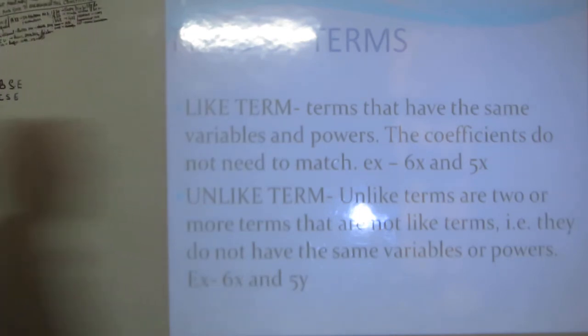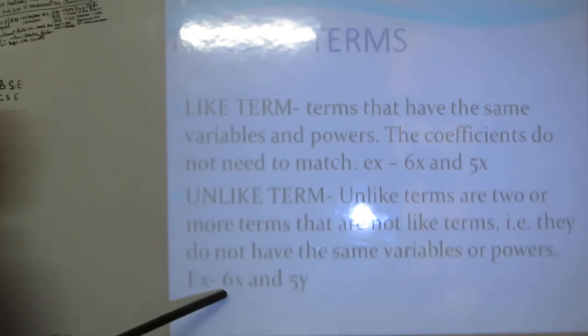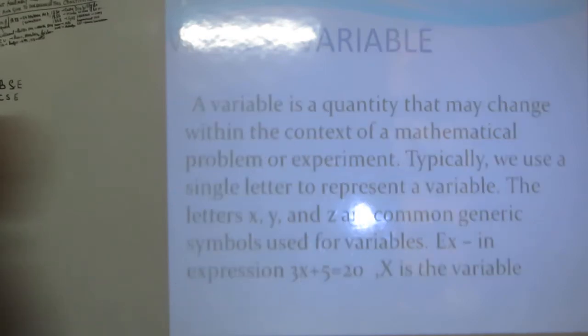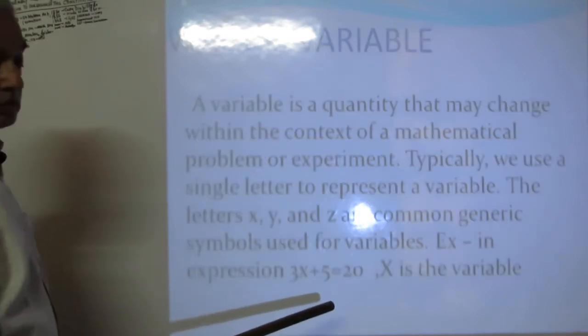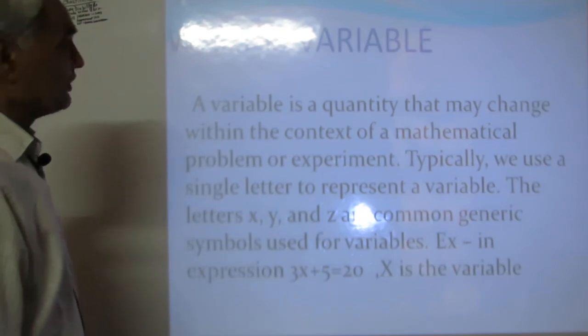Unlike terms. Unlike terms are two or more terms that are not like terms. That is, they do not have the same variable or power. For example, 6x and 5y. Here x and y are different variables.